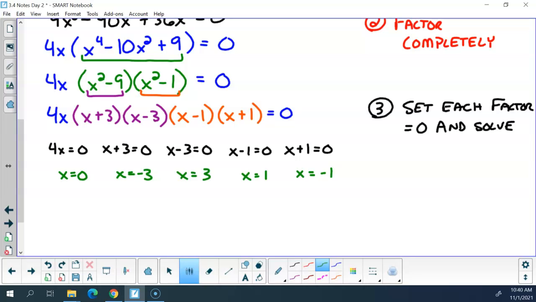Can you explain the green, like on the top? Two numbers that multiply together to be positive 9 and add to be negative 10 are negative 1 and negative 9. The x squared and the x squared equals x to the 4th, and negative 9 and negative 1 multiply to 9, and they add to negative 10. Because when you do the outers and the inners, negative 9x squared minus 1x squared is negative 10x squared.